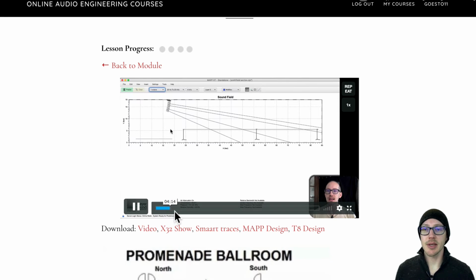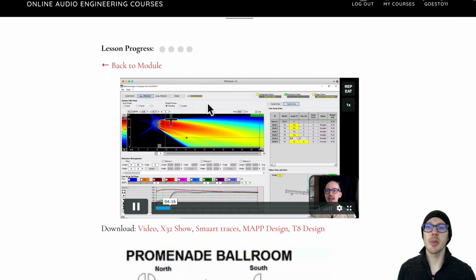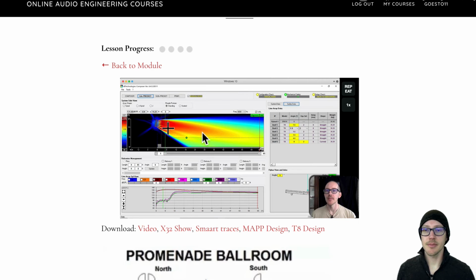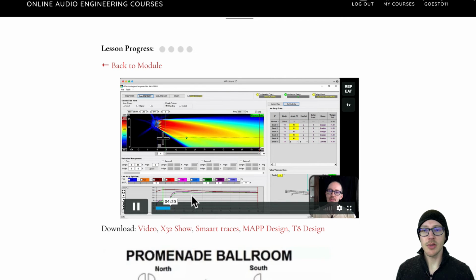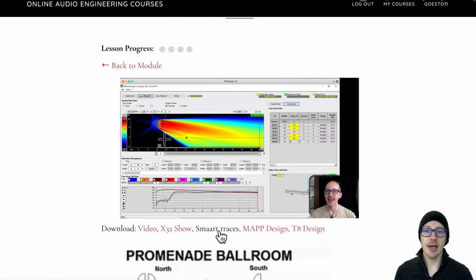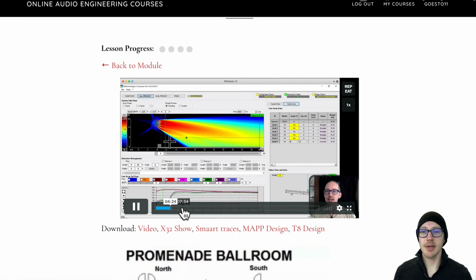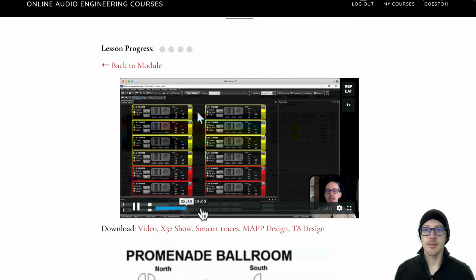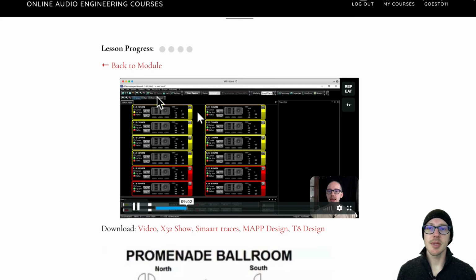So here I am talking about the design in DB Composer. I think I compared it in MapXT. Oh, and here's one of the ones where you can download my show file, smart traces, and all the design files. And also learning how to use the DB Technologies network.